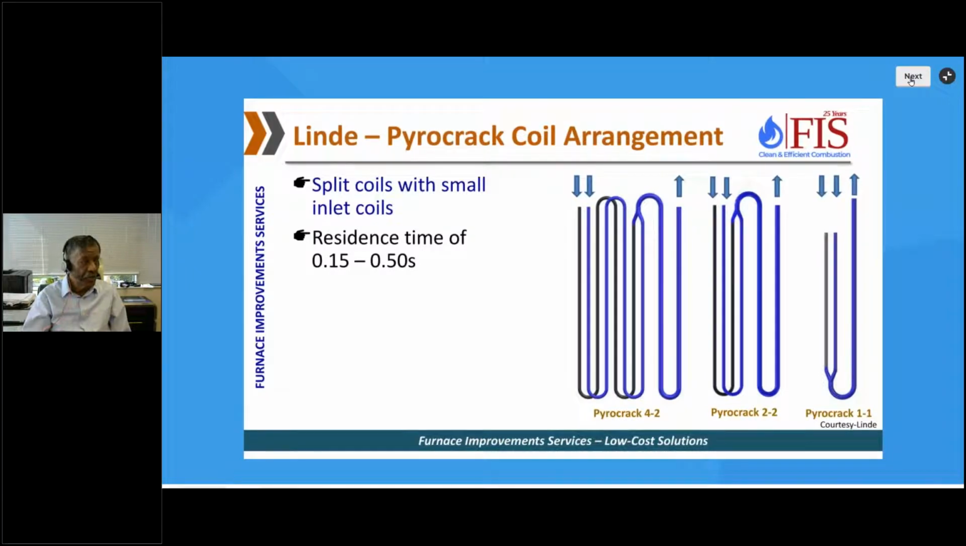Similarly, we have a Linde Pyrocrack, and here also we have multiple coils coming and then combining into this thing. Here we have 4, 2, 1. This is 2, 2, and this is 1, 1. So these are different coil configurations to limit the residence time in your furnace and get the required yield of ethylene.